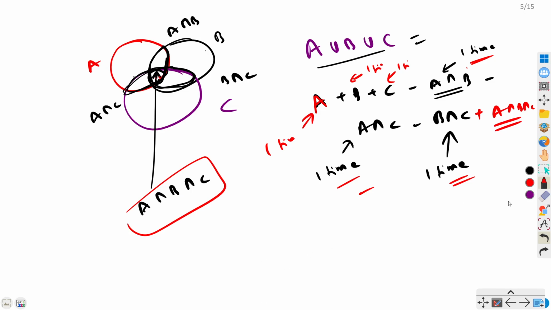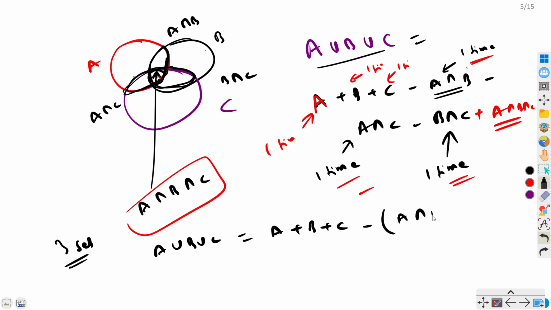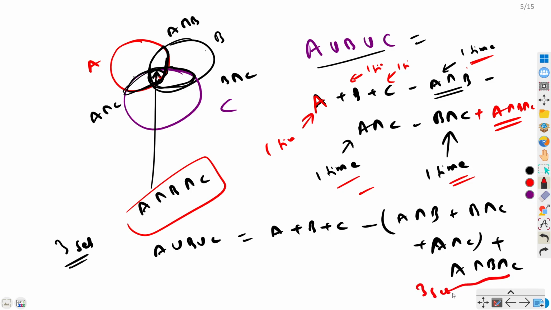So the total formula becomes, for three sets, the union A union B union C becomes A plus B plus C minus all the two commons. Two sets common, you can subtract them all: A intersection B, B intersection C, plus A intersection C. We have subtracted them all, and at last we will add A intersection B intersection C. Three sets common. Okay, this is three sets. These all are two sets. So we have to subtract them, right?